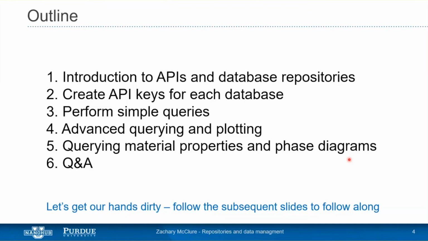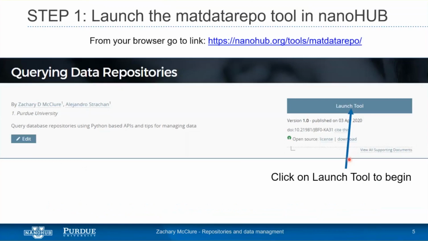Okay, so let's get going. The first thing that I need you to do, hopefully you've already done this, is go to the Mat Data Repo tool that's on nanoHUB. Click this Launch Tool button, and we'll begin.